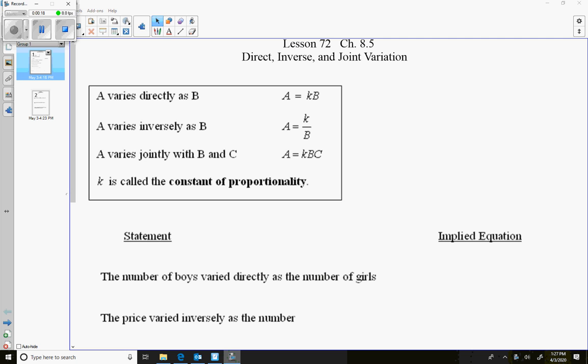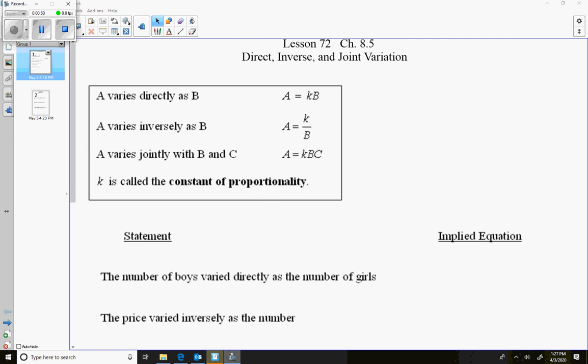Okay, here's the setup in the box. If A varies directly as B, then what that means is A equals K times B. K is your constant of proportionality. Basically, what that means is as one goes up, the other also goes up, but it doesn't go up the same amount. But it does go up relative to that K, that constant of proportionality.